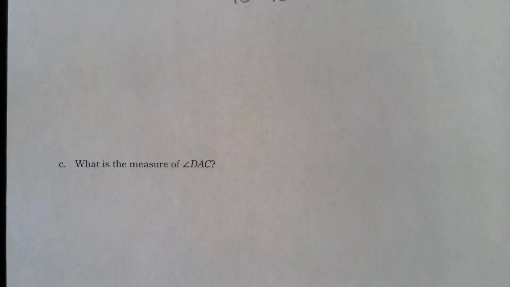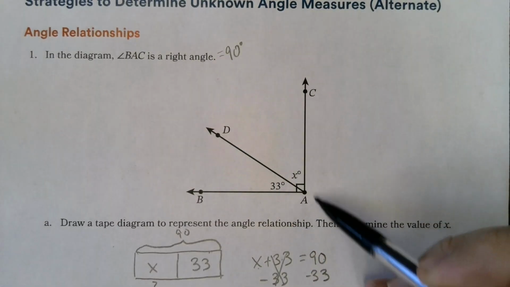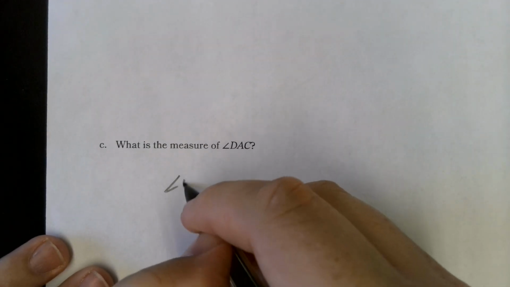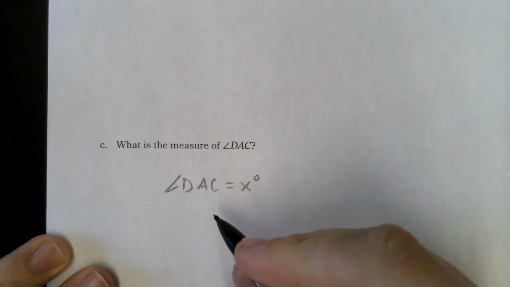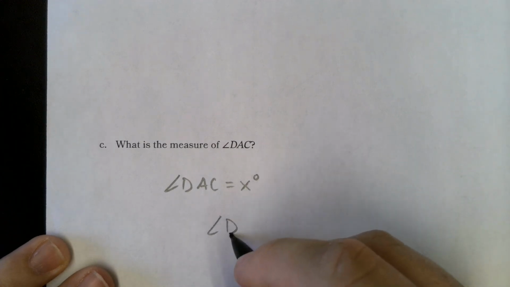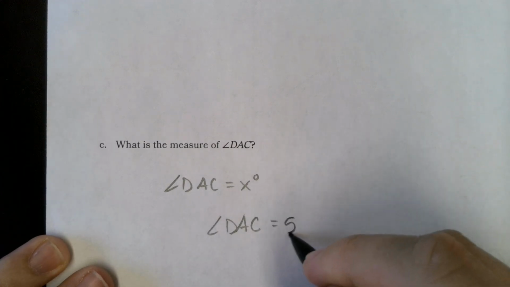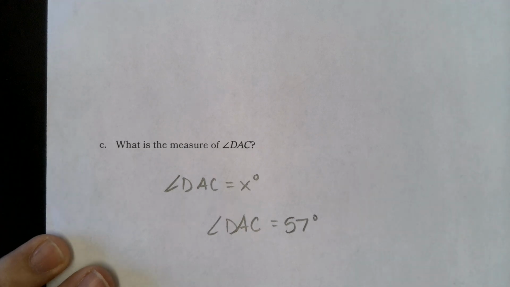For part C, it says, what is the measure of angle DAC? Well, if you look back on here, angle DAC was x degrees, which means angle DAC is 57 degrees.